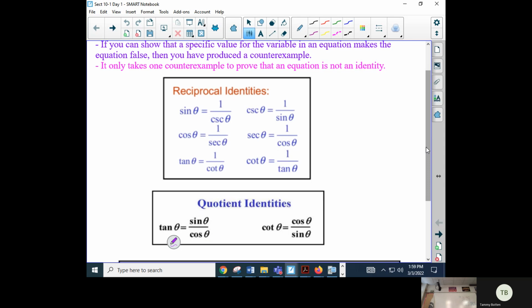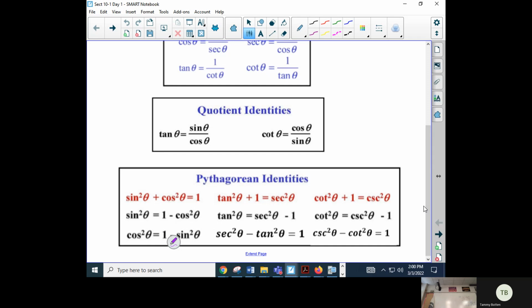So the first thing, you guys should know these already. Do you know the reciprocals, like that sine and cosecant are reciprocals, and cosine and secant are, and tangent and cotangent? Everybody okay with that? Now, this right here is something we'll use a lot the next three days. Tangent is equal to sine over cosine. It's called a quotient identity. And then cotangent is cosine over sine.